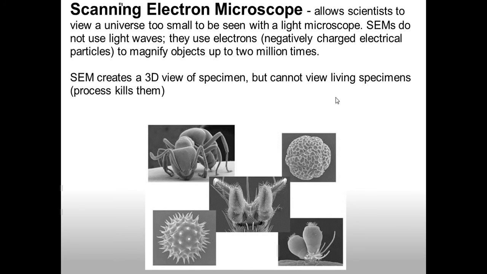But these are some scanning electron microscope images. Usually the microscope is attached to a computer, and so you don't look through an eyepiece, you actually view the object that you're looking at on a computer screen. And then of course you can take photos of that and print them out.